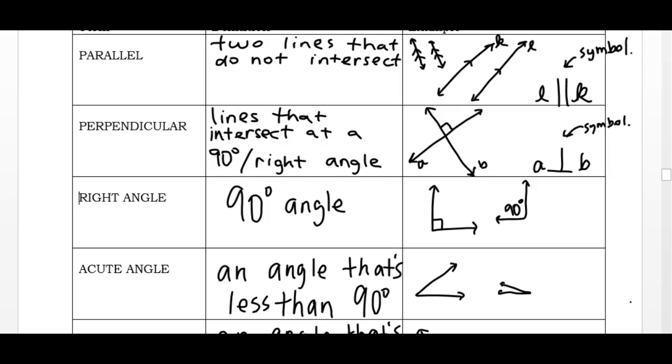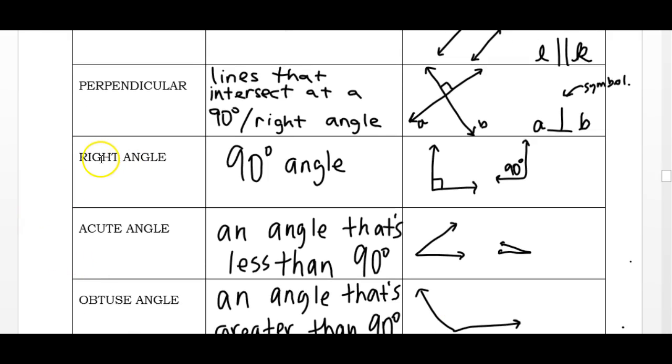My next word is right angle, and I kind of already gave that one away. A right angle is a 90 degree angle, and a 90 degree angle is that perfect L. You can either notate that by putting a square in the corner or putting the number 90 in the corner, or you could do both. Some people like to do both, but that's how we show a 90 degree angle.